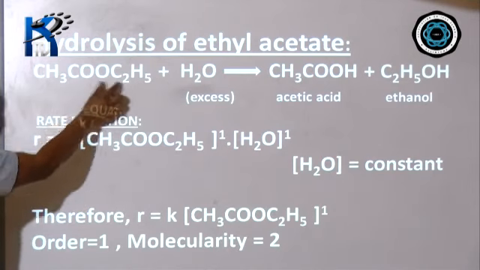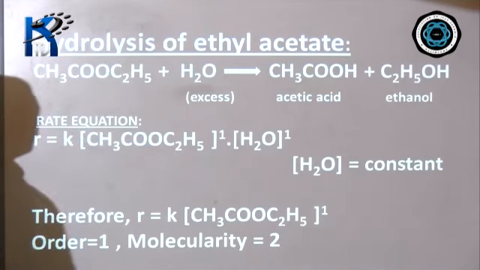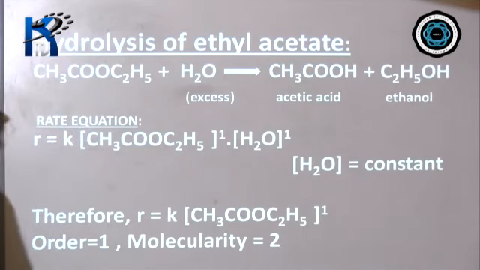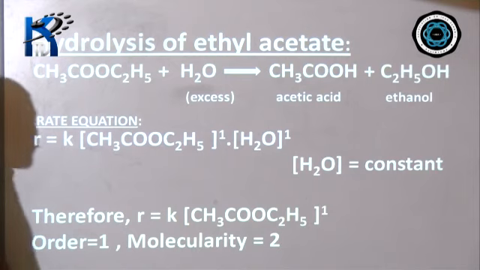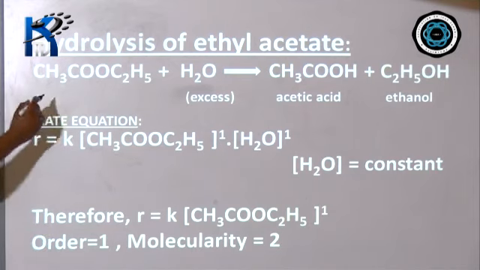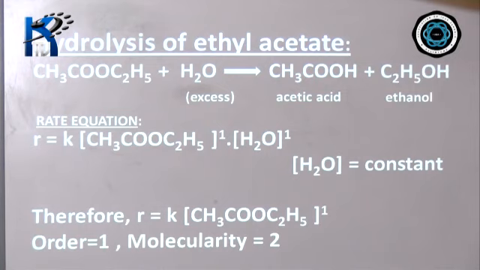So when ethyl acetate reacts with water, students, you get two compounds. One is called acetic acid, one is called ethanol. Ethanol is also known by the name ethyl alcohol. Okay, to show you this reaction, I'm going here for a while. Look out here.